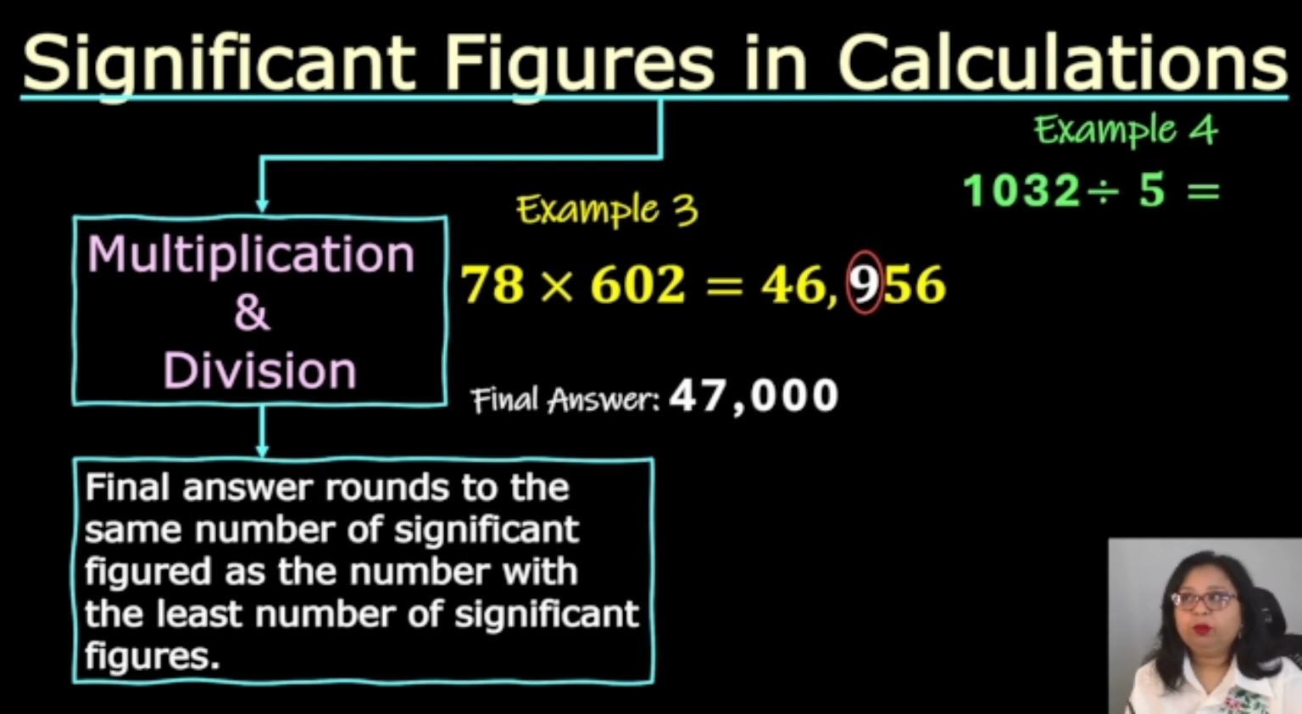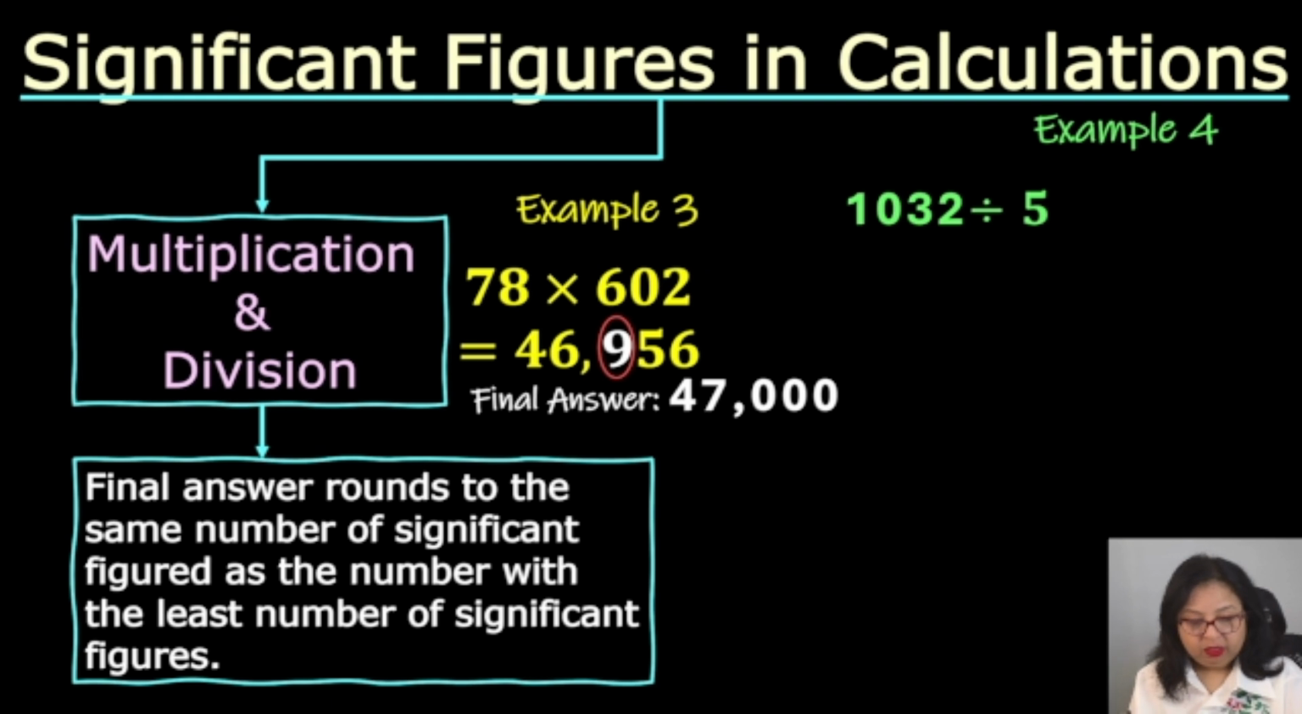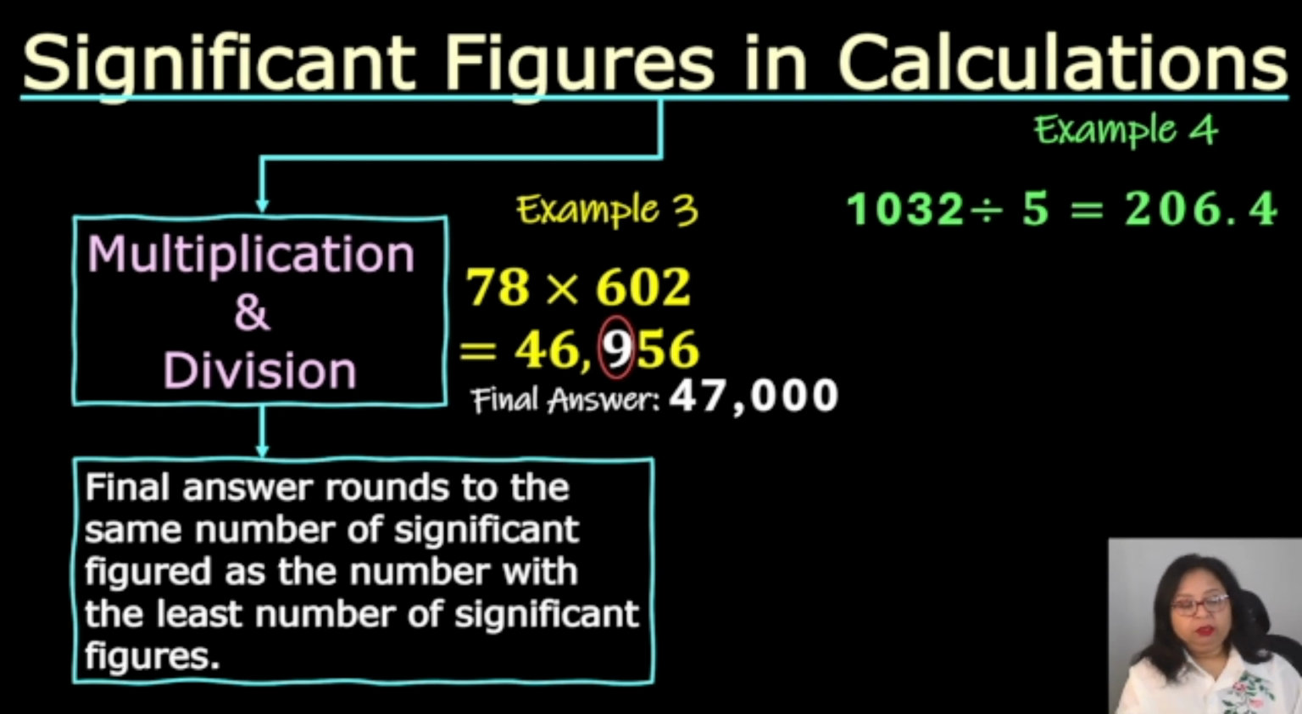Next example. We have looked at an example of multiplication. Next, we're going to look at an example of division now. So we have 1032 divided by 5. Okay. That gives us 206.4. Alright. So this first number, how many significant digits are here?